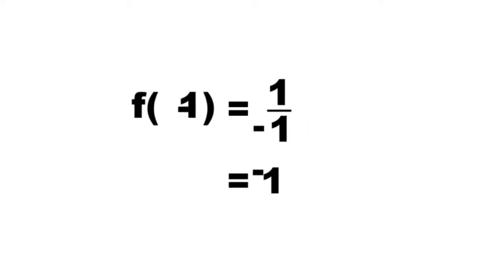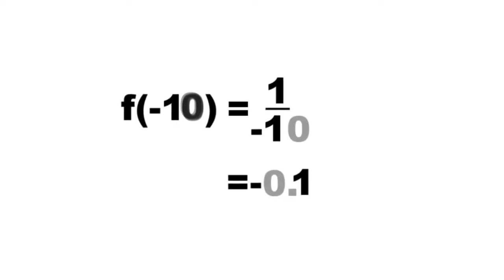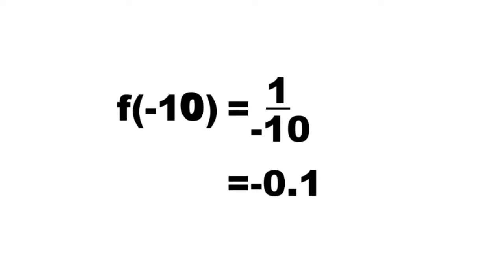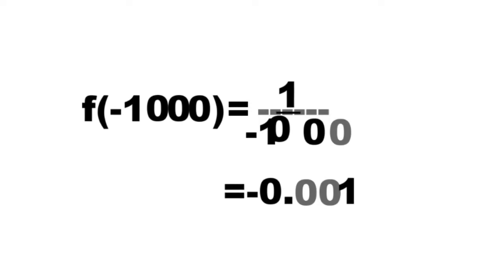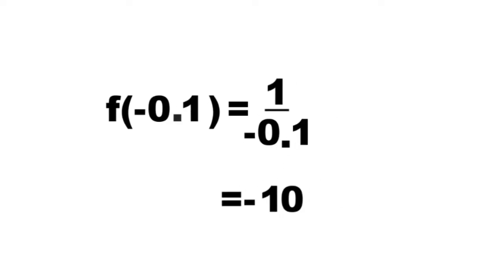Let's try -1, so f of -1 equals 1 divided by -1, which is equal to -1. Then -10, so f of -10 equals 1 divided by -10, which is equal to -0.1. Then let's try -1000, so f of -1000 equals 1 divided by -1000, which is equal to -0.001. And if we try -0.1, so f of -0.1 equals -10.